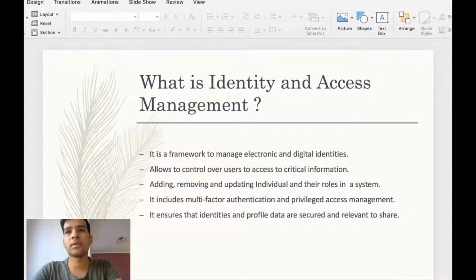It enables authorized users to add, remove, and update individuals and their roles in the system. It includes multi-factor authentication and privileged access management as well. It ensures that individual and profile data are secure and relevant to share.